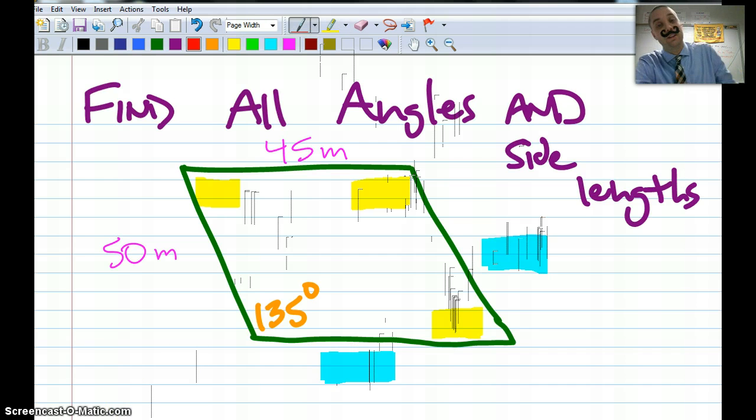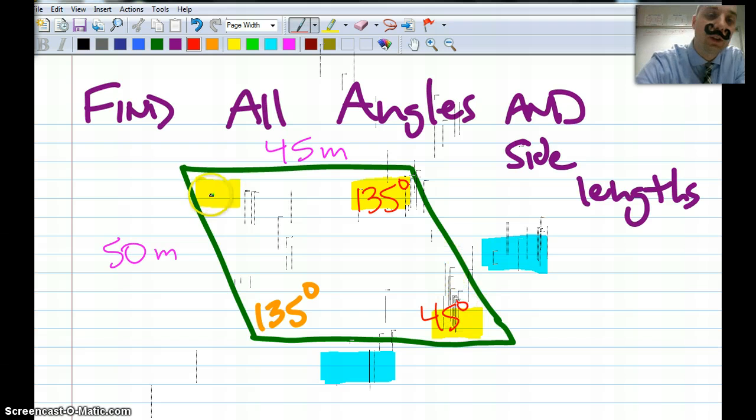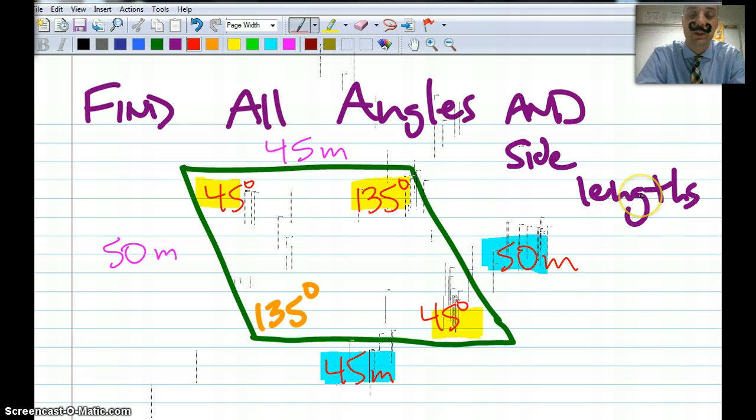Alright, let's check in and see how you did. So here's the best way of thinking through this. If this is 135 straight across, you should have had 135 degrees in the upper right hand part. Knowing that the consecutive angles are supplementary, 180 minus 135 is 45 degrees, and so your other 2 acute angles are 45 degrees. If the top's 45 meters, so is the bottom 45 meters. Opposite sides are congruent. If the left side's 50, so is the right side 50 meters. Alright, check it in. Parallelograms are pretty easy. That's what you should have had.